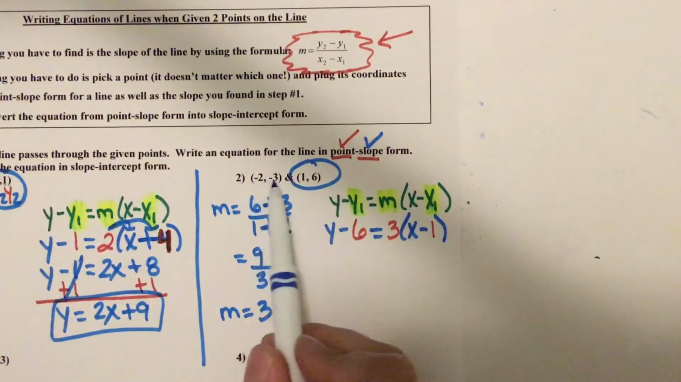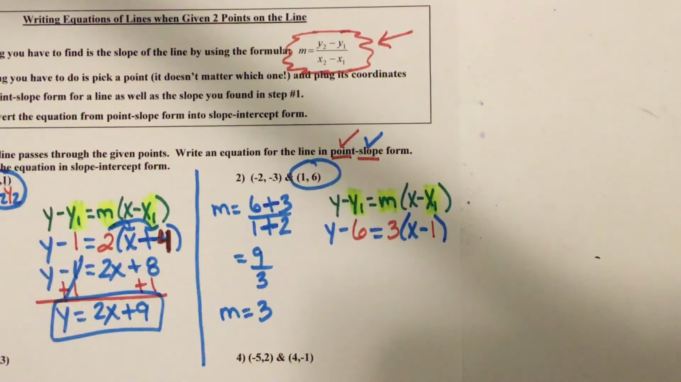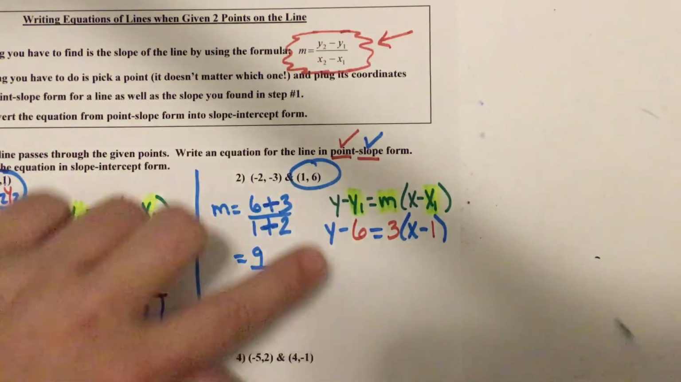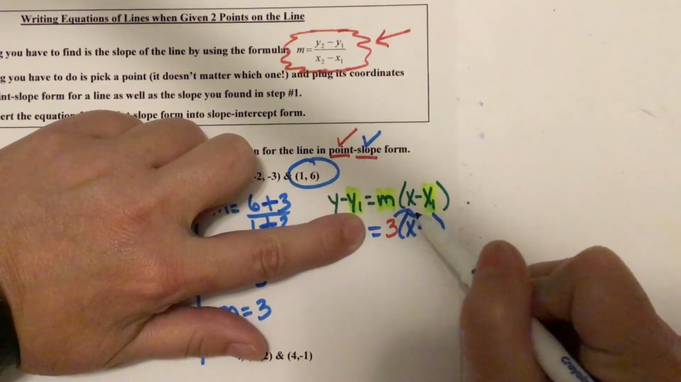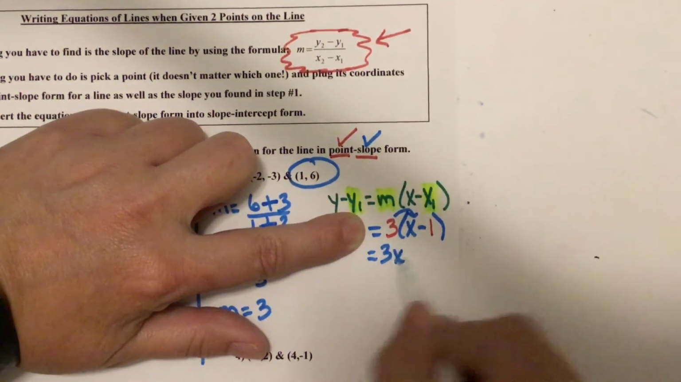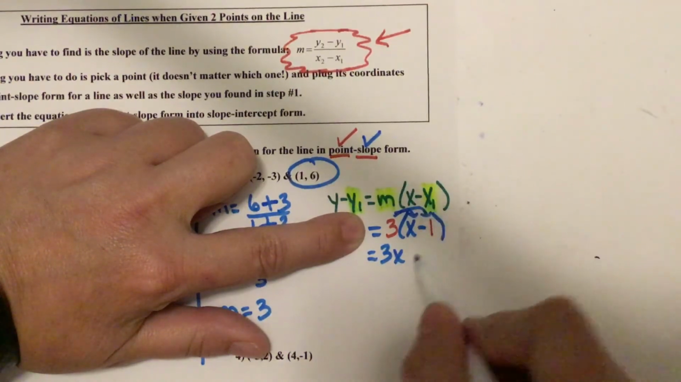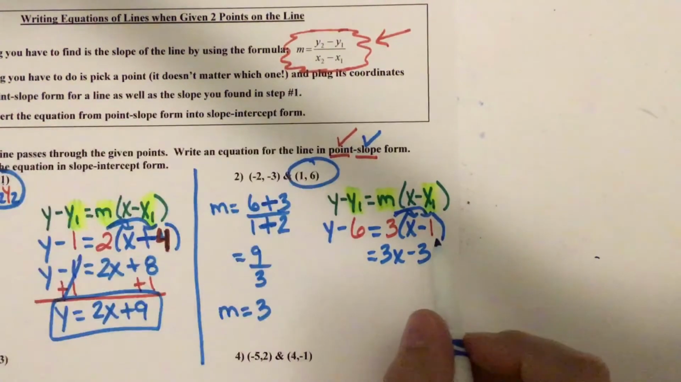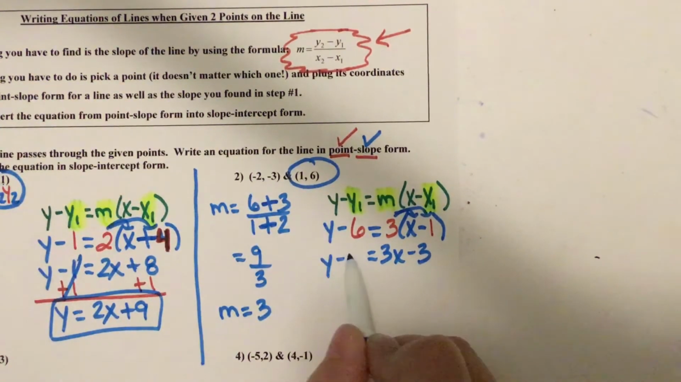And if somebody used this point, they'd get the exact same answer as us. It's just their work would look a little bit different. So it doesn't matter which point you pick. Okay, let's distribute to get rid of parentheses. 3 times x makes 3x. And 3 times negative 1 makes negative 3. I'm going to drop the y minus 6.